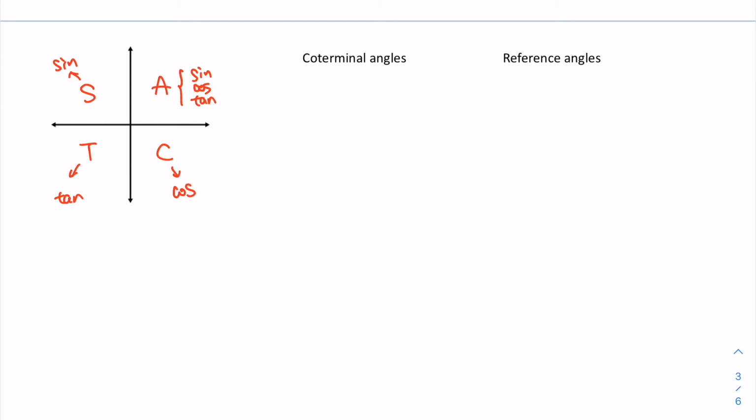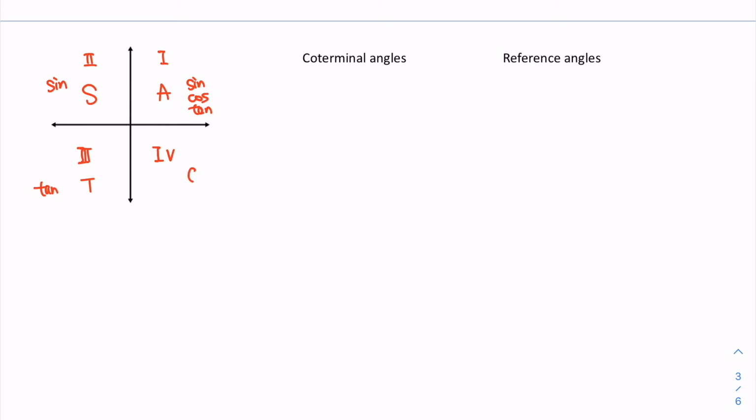We also need to know the sign of all the trig functions. Quadrant 1, 2, 3, 4. All functions sine, cosine, tangent are positive in the first quadrant. In the second quadrant, only sine is positive. Tangent is positive in the third quadrant, and in the fourth quadrant, only cosine. That's why we have all students take calculus.